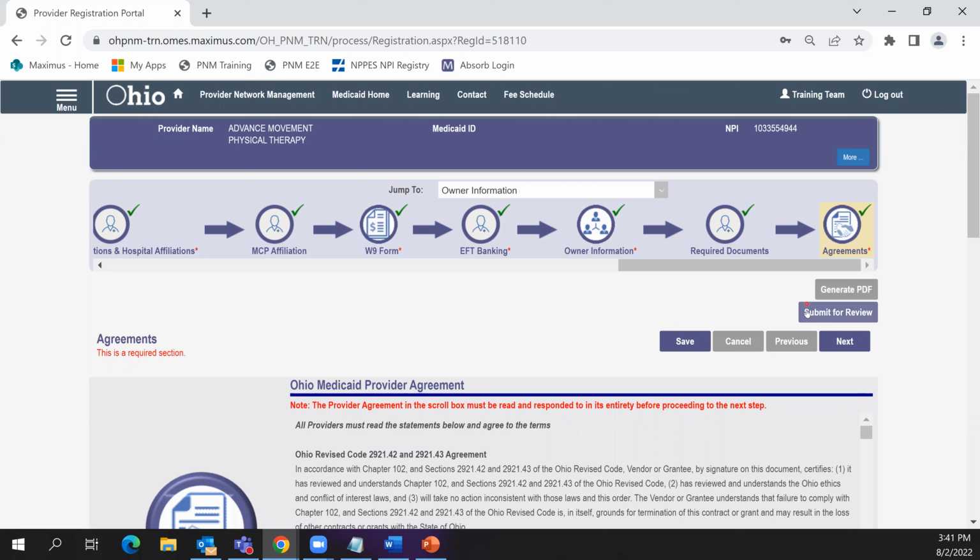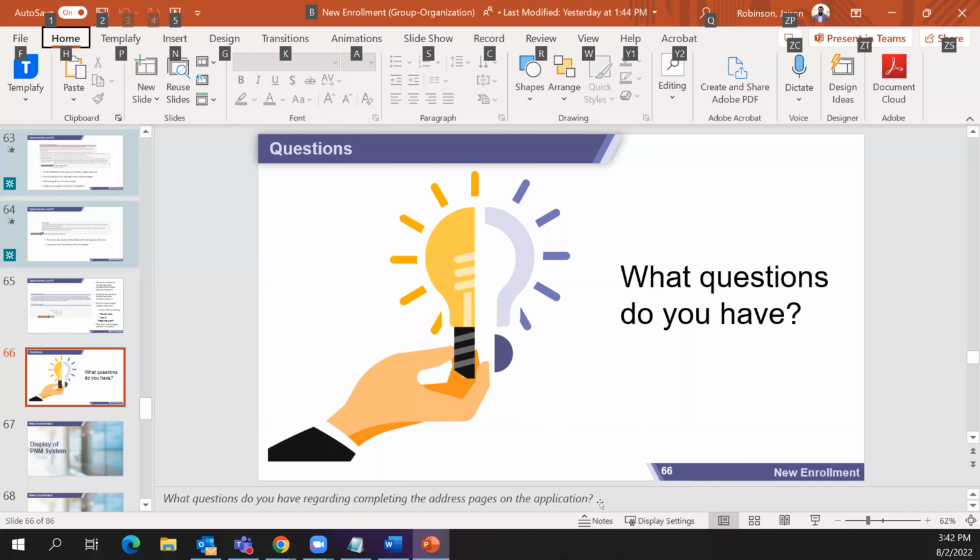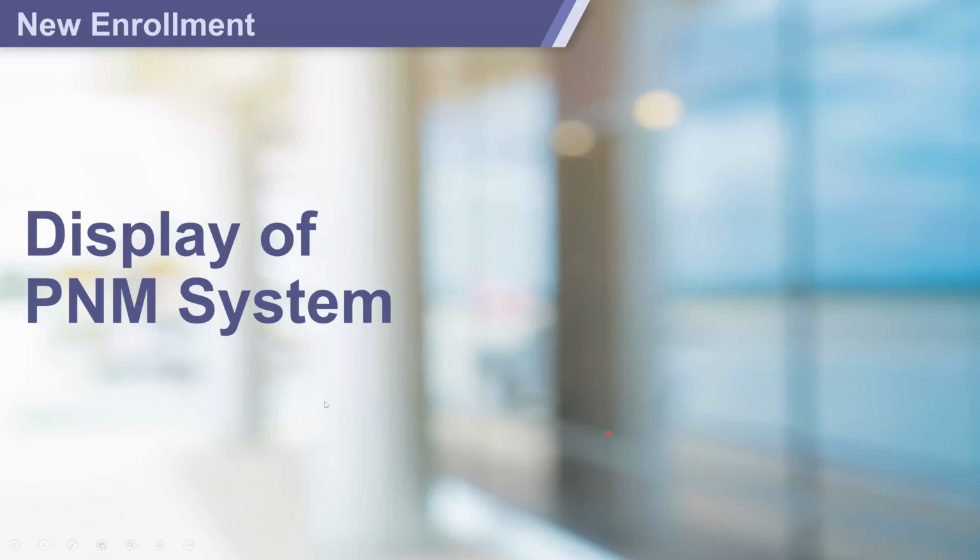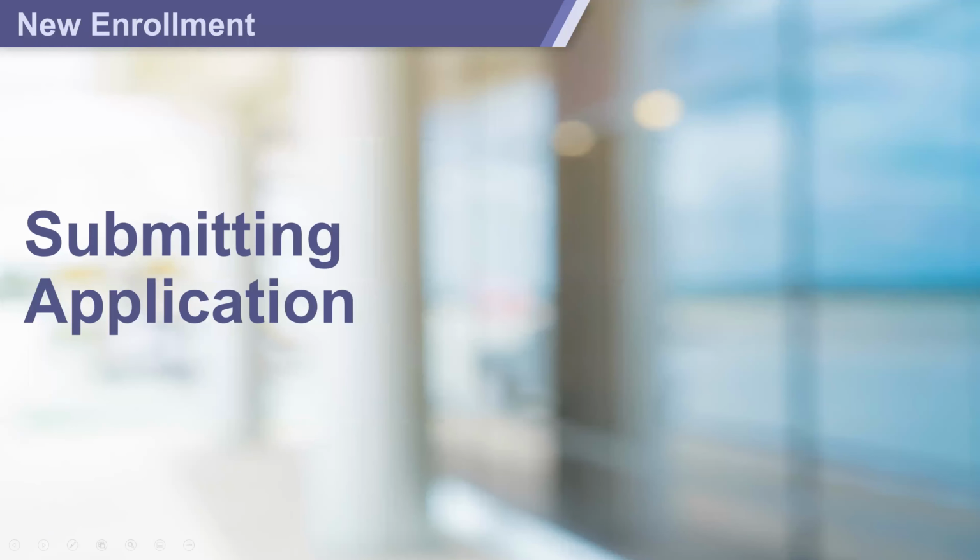I want to go through the remaining pages of our presentation, but I wanted to kind of walk you through up to the point where you would submit. And then I'll go back here in just a moment and show you what that looks like. So let me go back. We've addressed questions. We've displayed P&M. Let's talk about what happens when you're ready to submit the application.